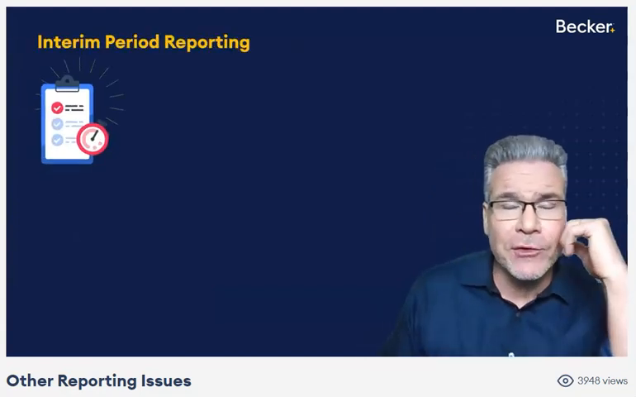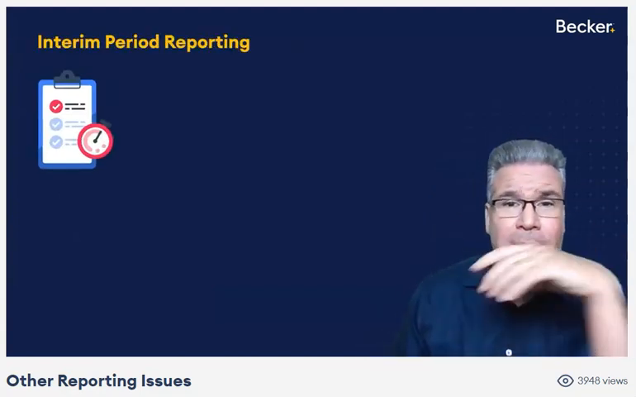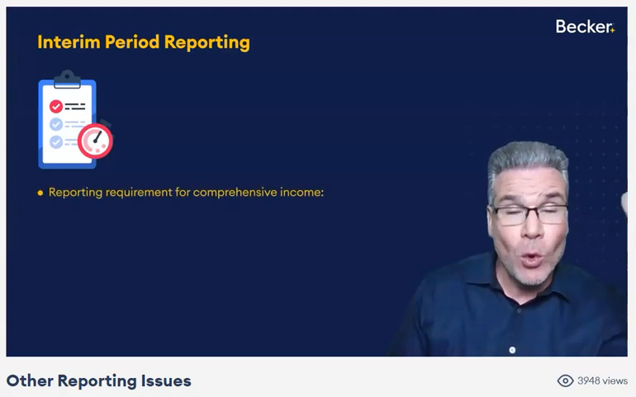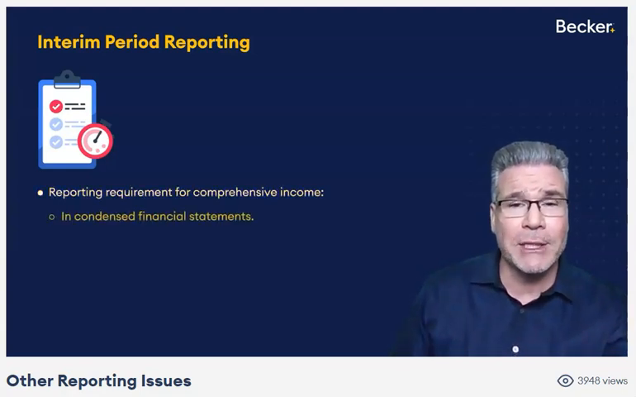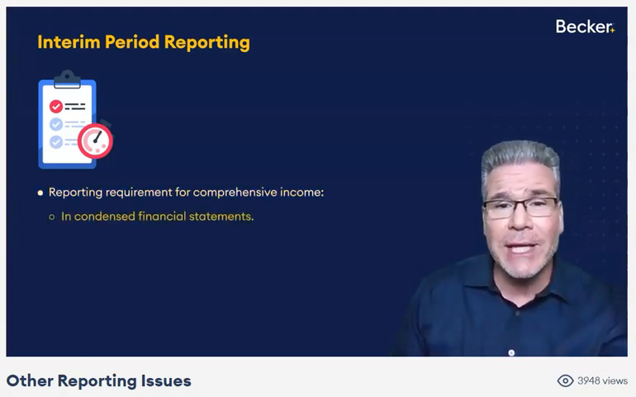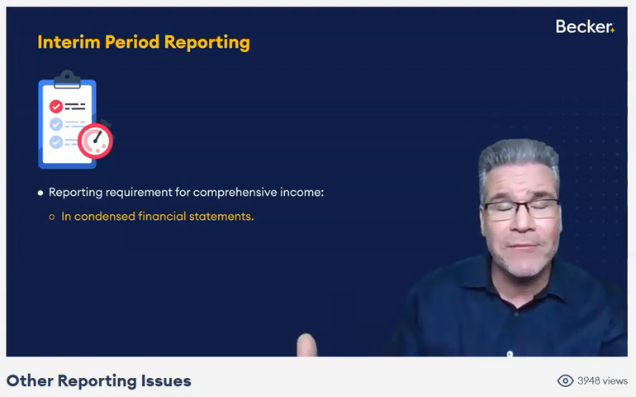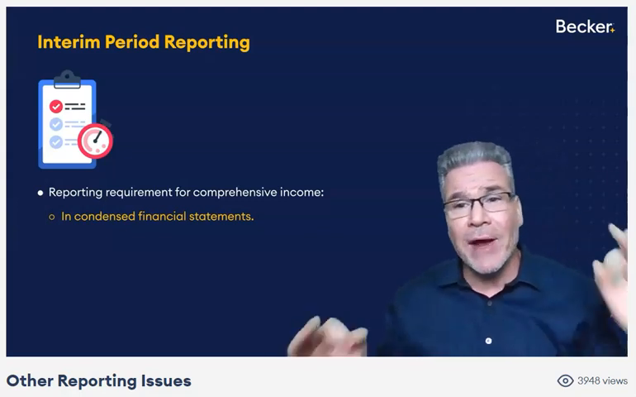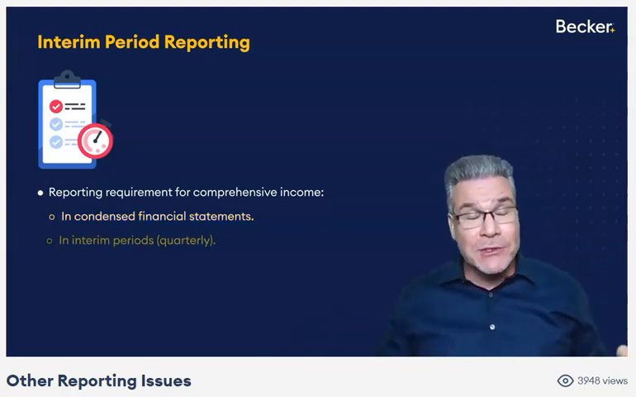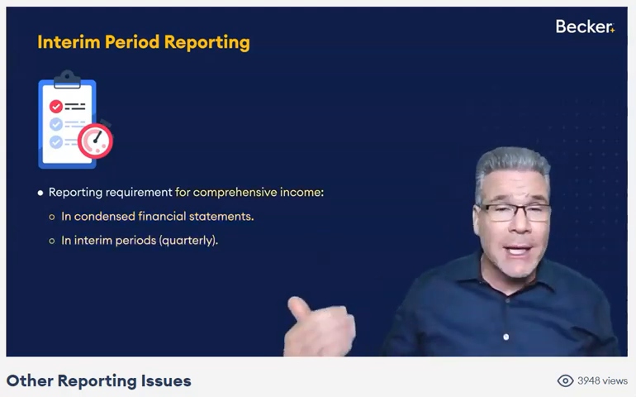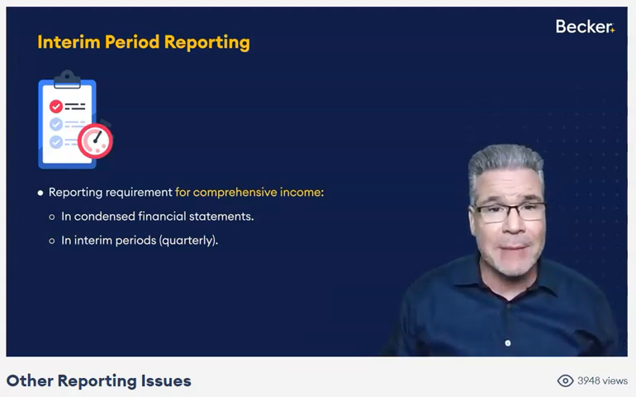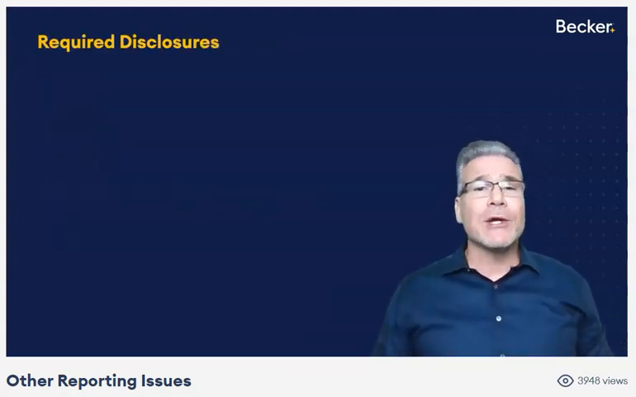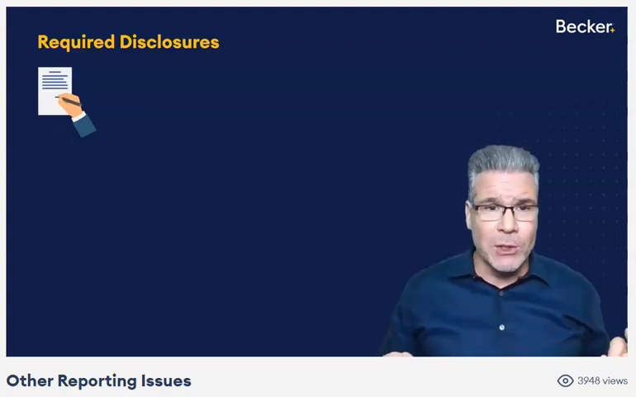Do we have to do interim reporting for comprehensive income? The answer is yes. We have quarterly reporting requirements, right? If you're publicly traded. So look, interim financial report, this is part of a full set of financial statements. Yes, it's got to be reported in the condensed financial statements for interim periods, quarterly, whatever. Comprehensive income has to be done. Absolutely. Now, the required disclosures, be very familiar with this.